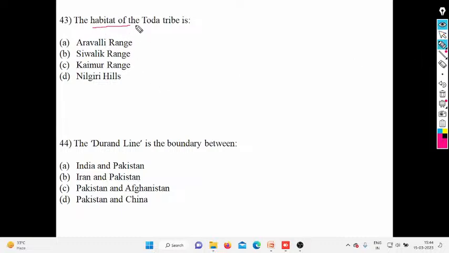The habitat of Toda tribe is the Aravalli range, Shivalik range, Kaimur range and Nilgiri hills. Habitat of Toda tribe: Aravalli, Shivalik, Kaimur and Nilgiri. Toda tribe, their habitat is particularly the Nilgiri hills. D for Delhi.